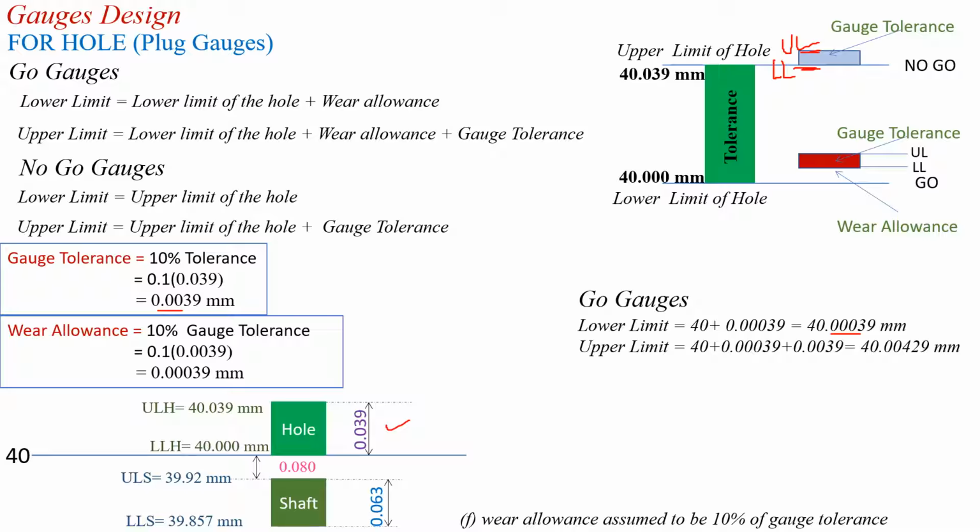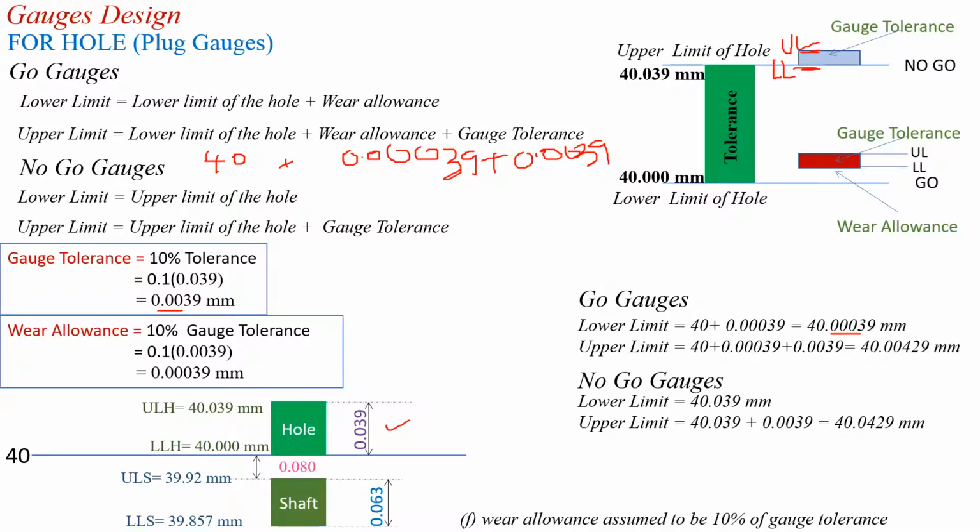Similarly, the upper limit of the go gauge equals the lower limit of the hole plus wear allowance plus gauge tolerance. So the lower limit of the hole is 40 mm, the wear allowance is 0.00039, and the gauge tolerance is 0.0039. Then the upper limit of the go gauge equals 40.00429 mm.